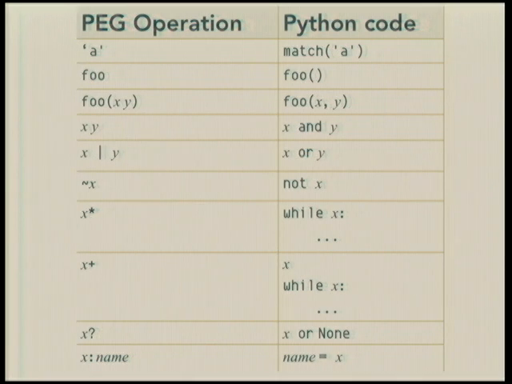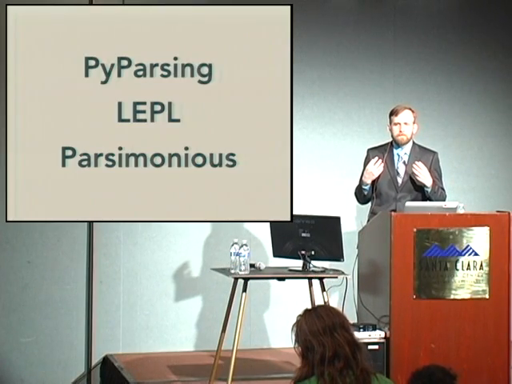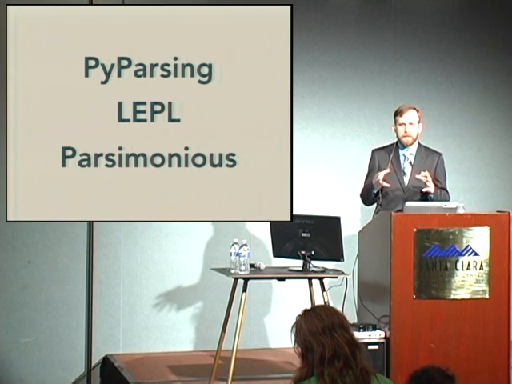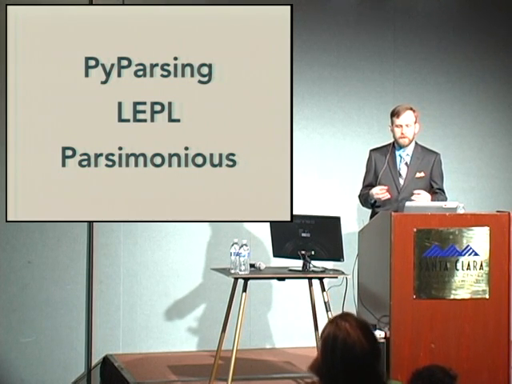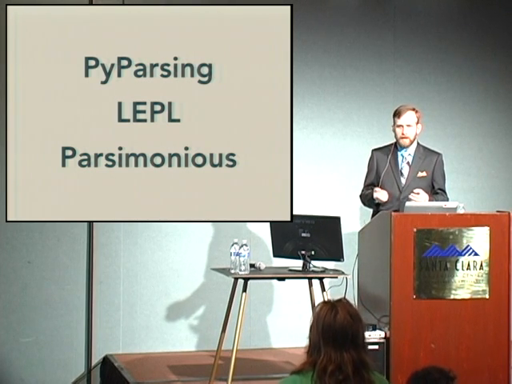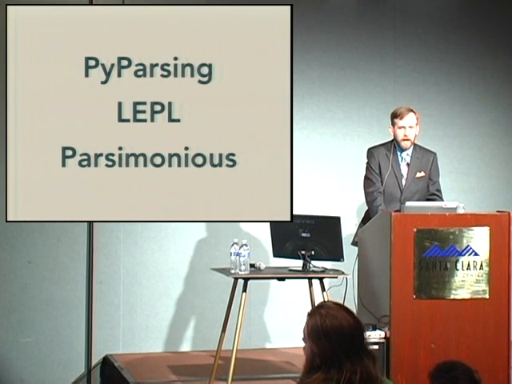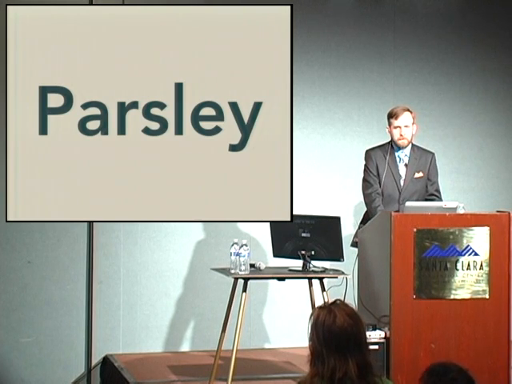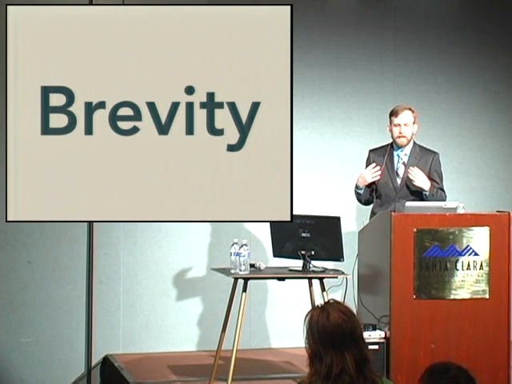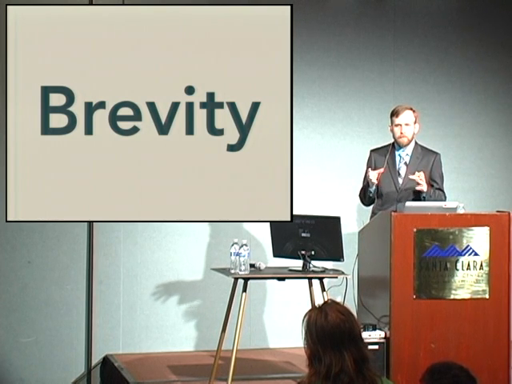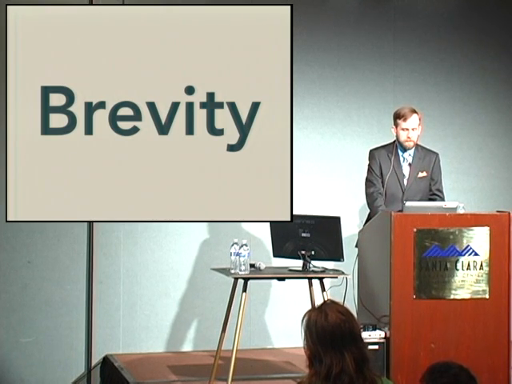Now, there are some PEG-like things in Python. PyParsing and LEPL are parser combinator libraries where you string Python objects together using operator overloading and so forth to create a parser. Parsimonious, written by the incomparable Eric Rose, uses a very similar syntax to what I was just showing you. I chose to write my own library, Parsley, for a few reasons. One, I did want the brevity that this syntax gives of being able to express a pattern matching operation in as few characters while maintaining readability.